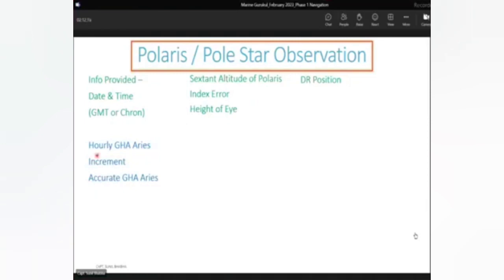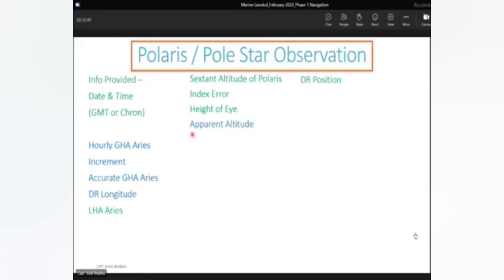from the almanac. We get the hourly GHA from the daily page. We apply or add the minute and second increment from the increment table and get the GHA of Aries, accurate GHA. To this we apply the DR longitude. DR longitude is given to us in the question, and we get the value of LHA Aries.